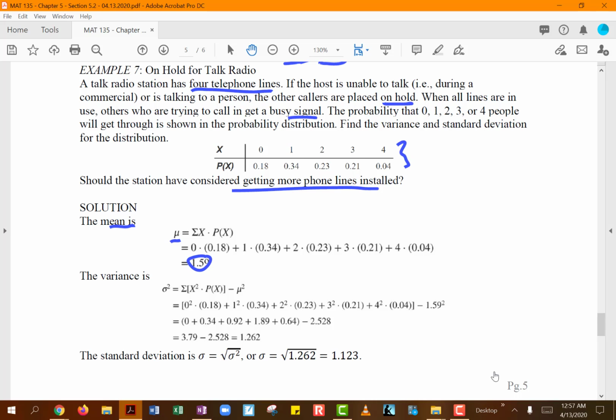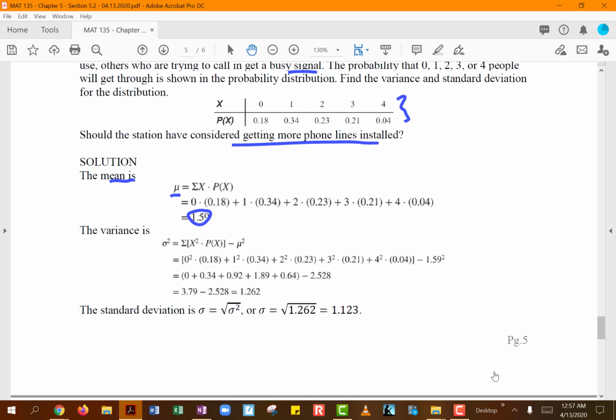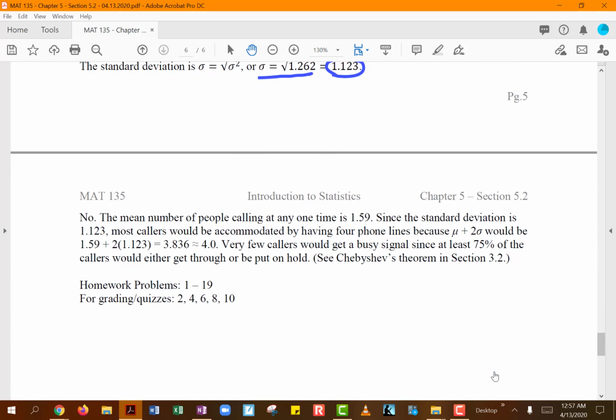Okay, now let's talk about the spread. So with variance, you're going to do your outcome squared, 0 squared times 0.18, 1 squared times 0.34, again going all the way to our fourth caller, and then taking a total of that sum and subtracting our mean squared, so 1.59 squared. Going through those calculations is giving us a variance of 1.262. Taking a square root on that number gives you a standard deviation of 1.123. So what do these numbers exactly mean?